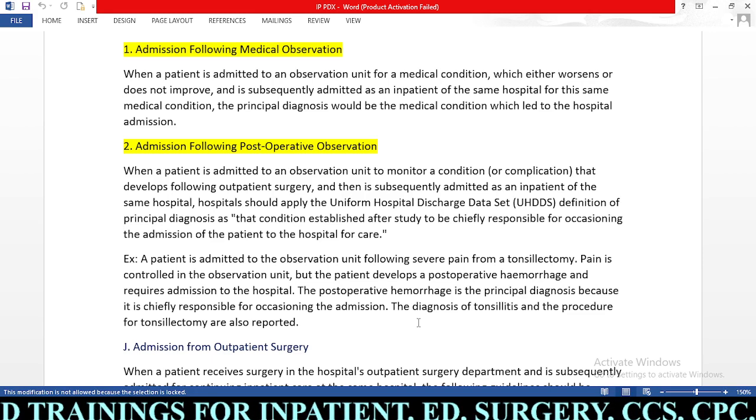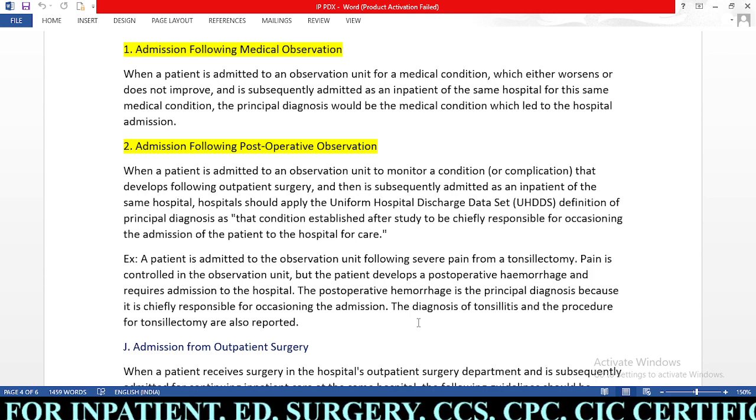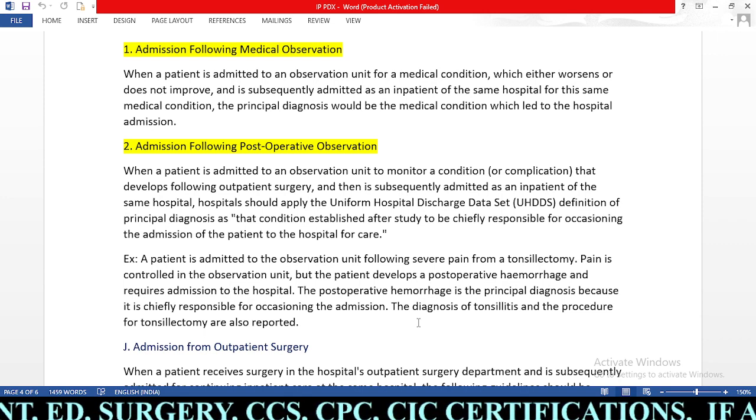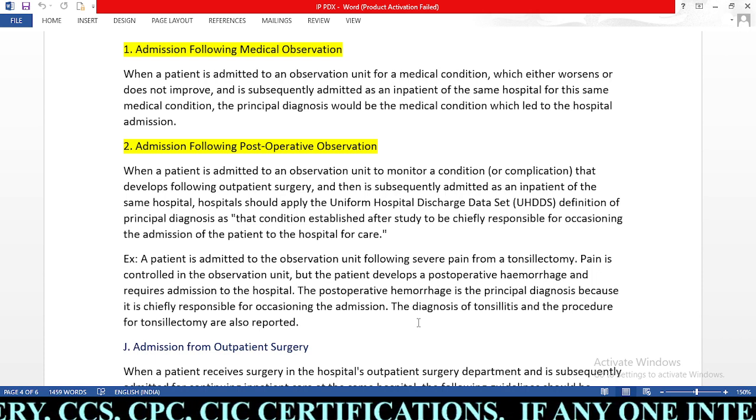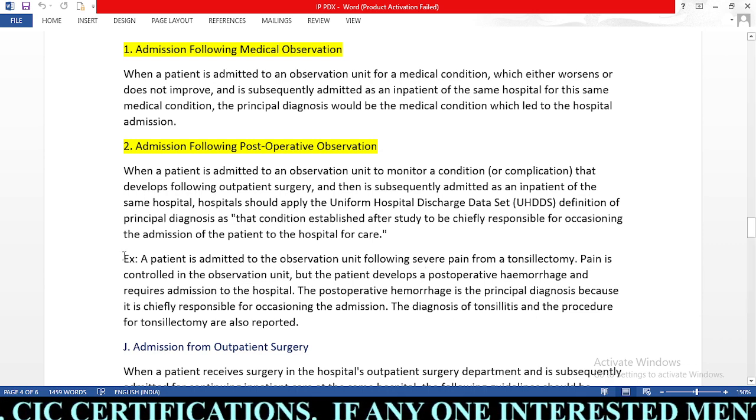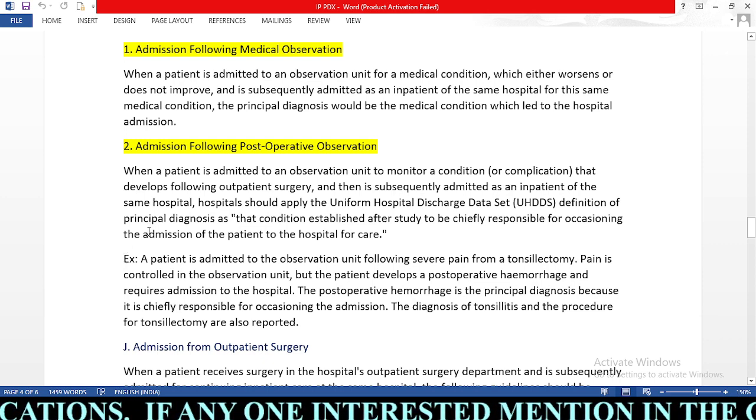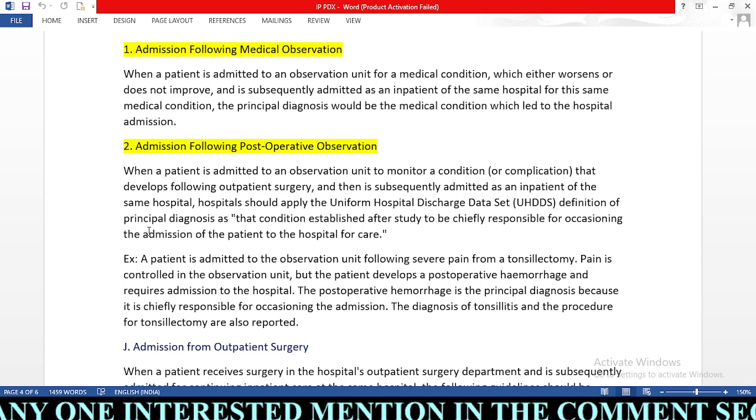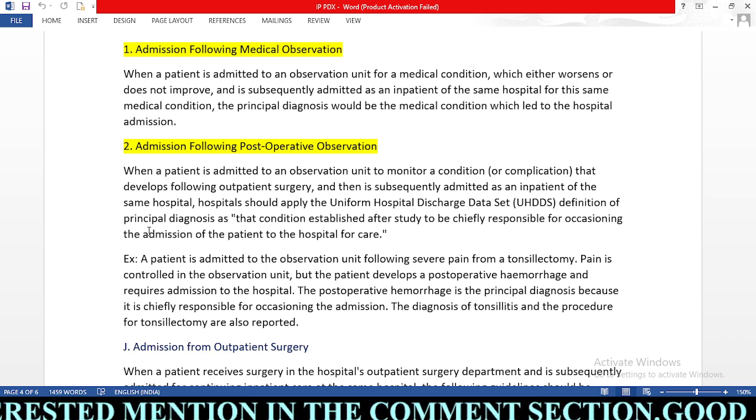Our next guideline, admission following medical observation. So when a patient is admitted to an observation unit for a medical condition which either worsens or does not improve and is subsequently admitted as an inpatient of the same hospital for the same medical condition, the principal diagnosis would be the medical condition which led to the hospital admission. So basically when a patient is admitted to an observation unit for a medical condition, the condition which necessitated the admission to inpatient setting will be the principal diagnosis.